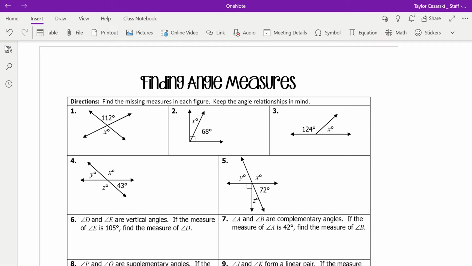What I'm going to do is go through all of the odd problems on this page in the back, and then I want you to practice the evens. The full completed notes and practice are on my website, so you can check your answers.